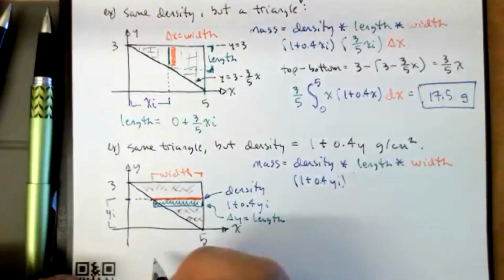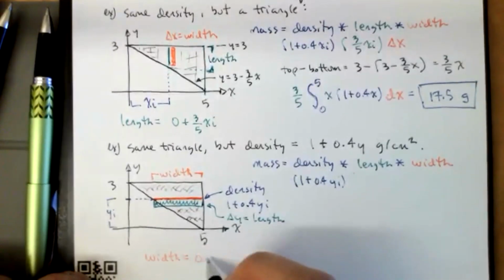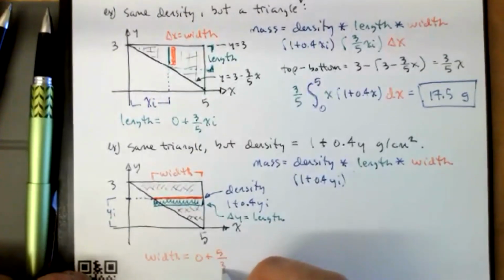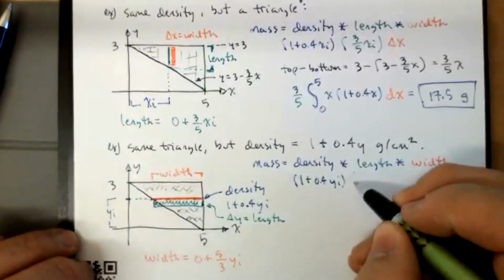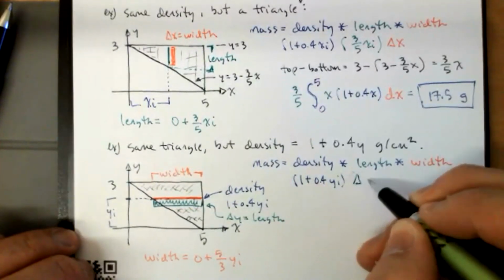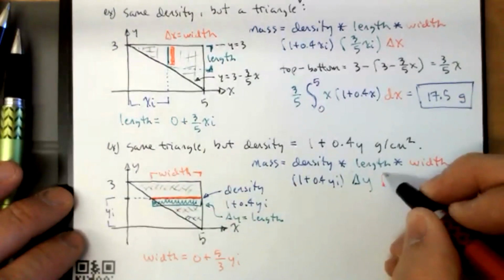Our length is the delta y. And our width is 5/3 y.